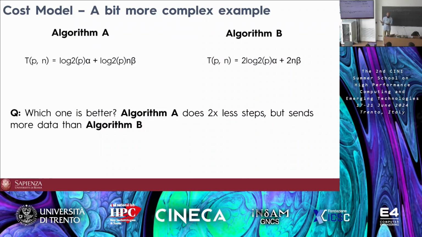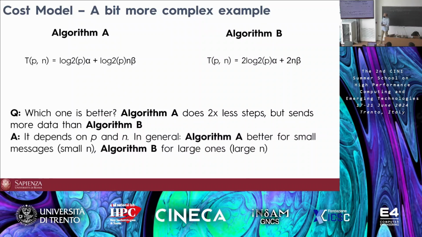In general, for this specific case, we would use this algorithm when n is small, and this algorithm when n is large. Why? Because when n is small, the time is dominated by this first part here. If n is small, this becomes negligible, and everything is dominated by the first part. When n is large, this part dominates, and this part is negligible. This, of course, also depends on the number of nodes and on many other things.